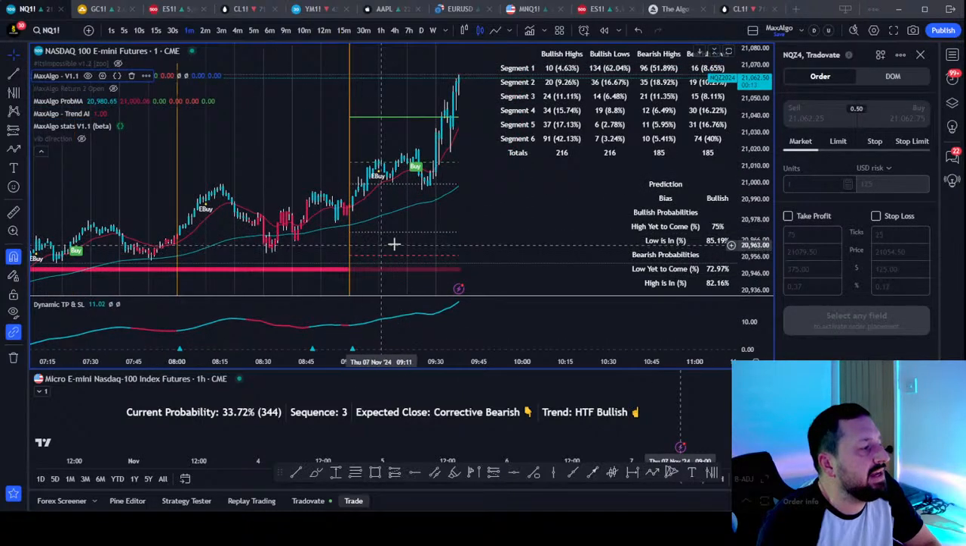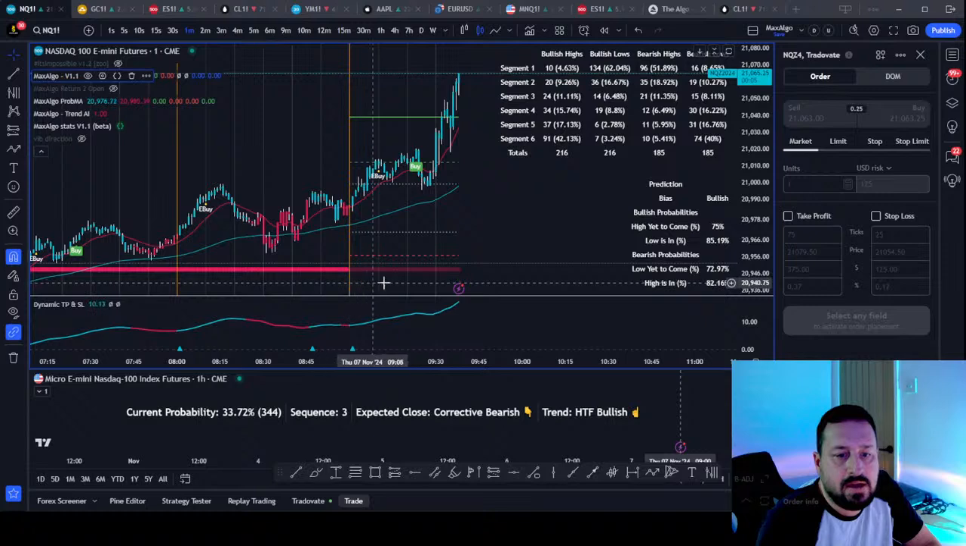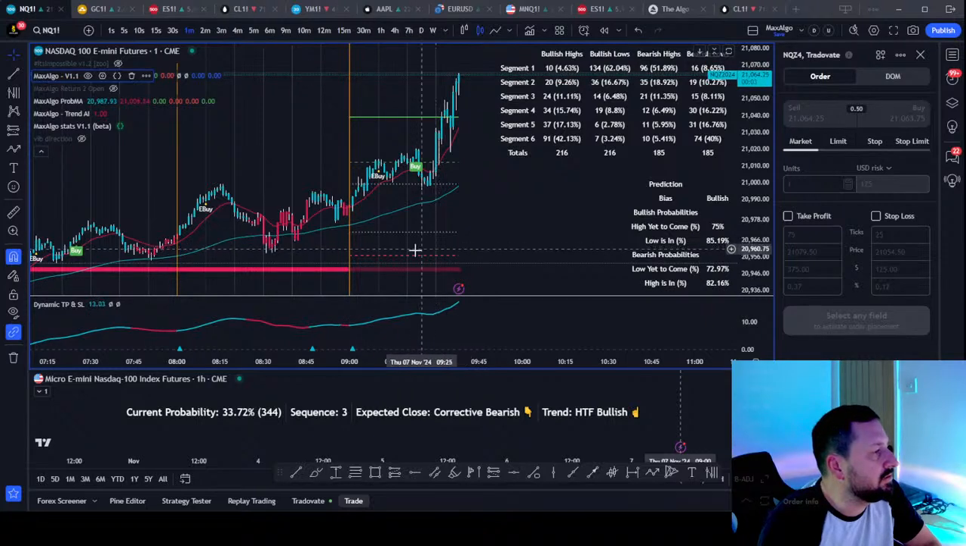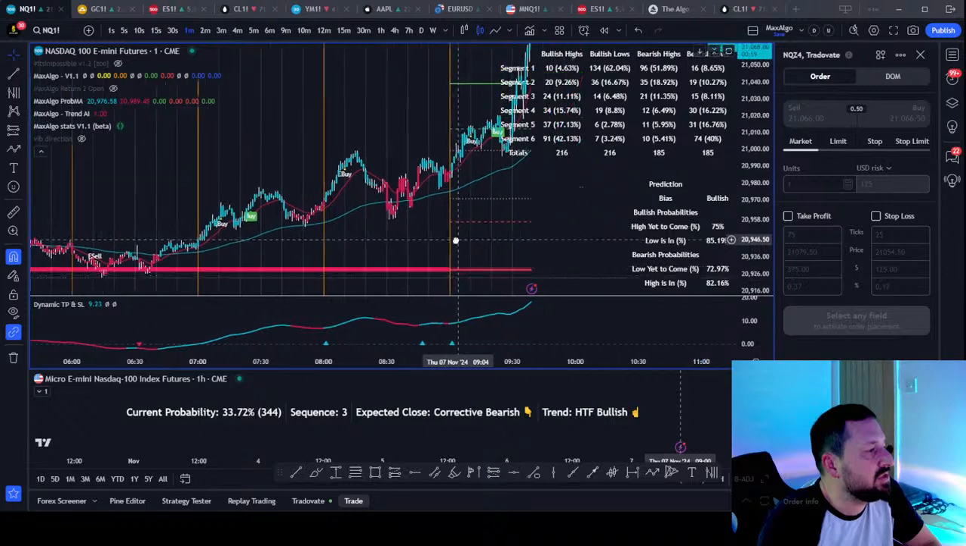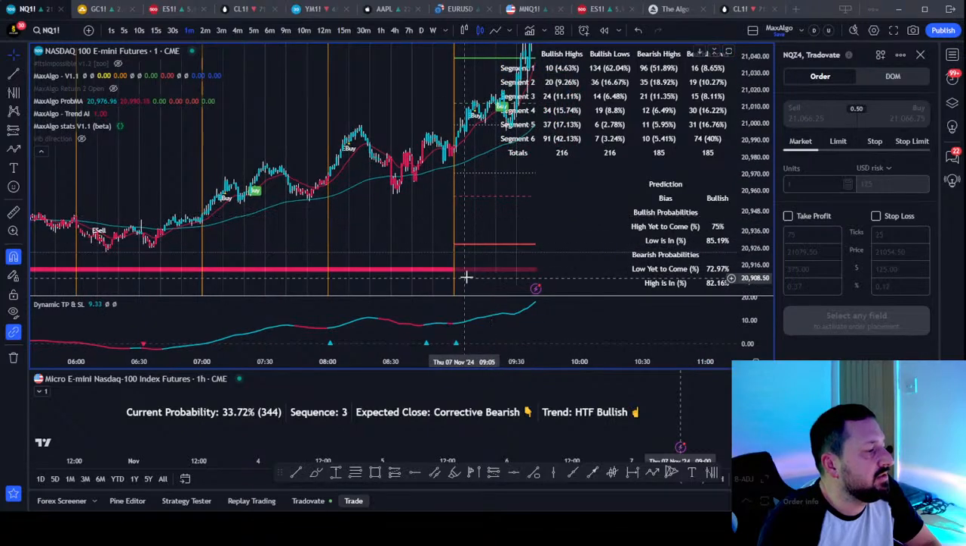NQ's given us a better indication than MNQ that this trend is weakening sooner. So I'm going to stick on NQ rather than MNQ. You can see obviously it starts happening here. We start getting that weakening of the trend here.